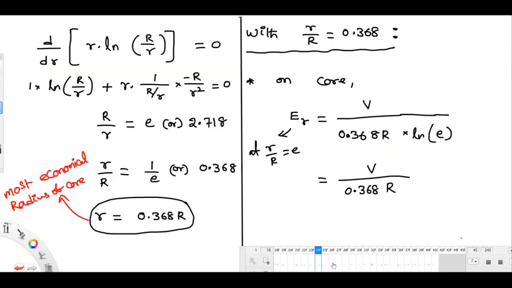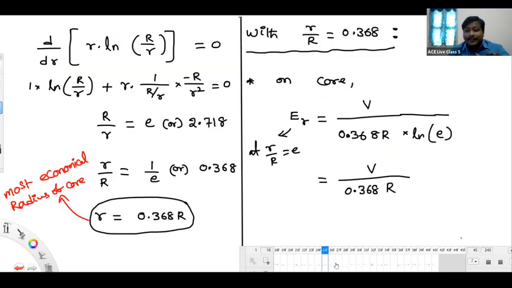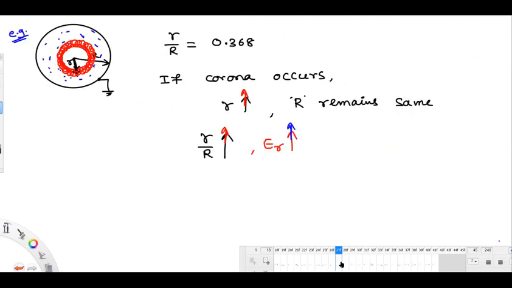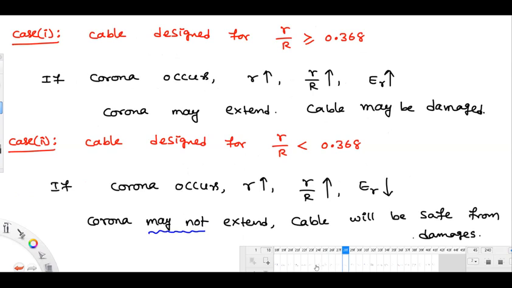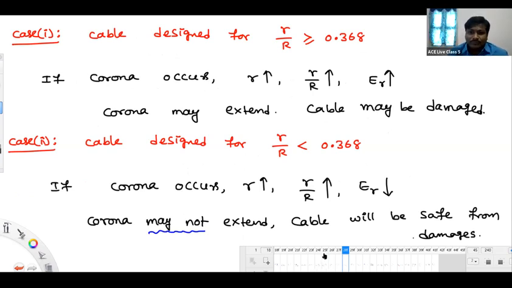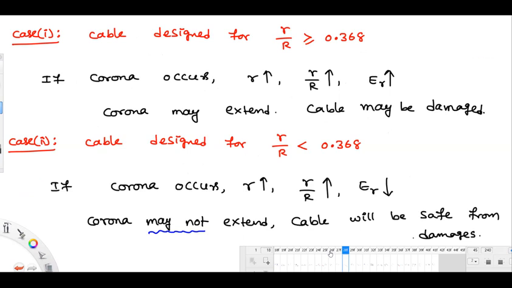Okay, sir. Later on, what I said: even though by taking this radius you are getting the most economical value, it is still not advisable because of this phenomenon. That's the thing we are commenting. So the ultimate conclusion is you should not go for the most economical radius of the cable. If you do that, your cable is going to be damaged. Okay, sir. That's it, sir. Thank you, sir.